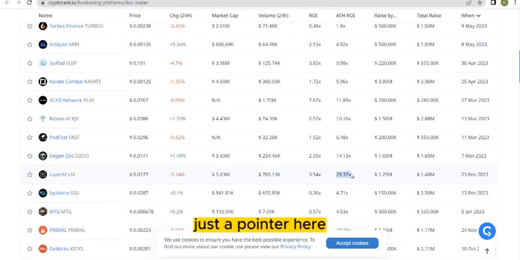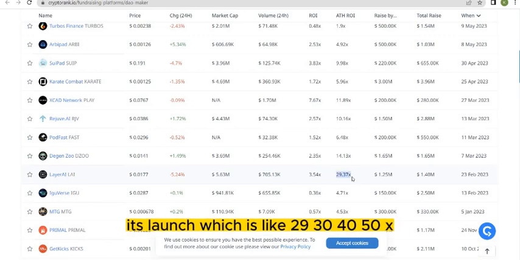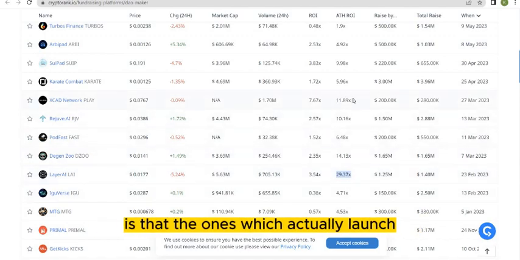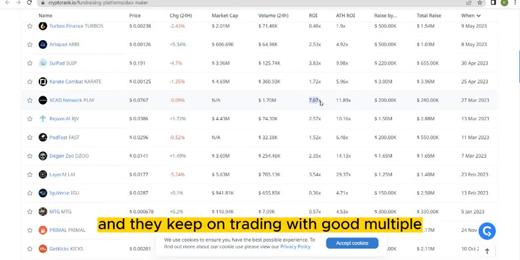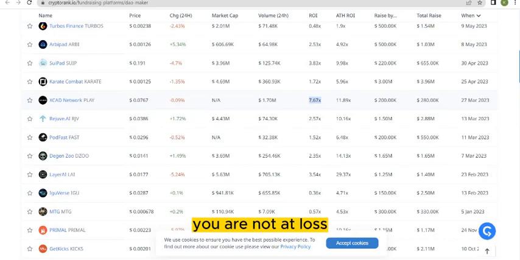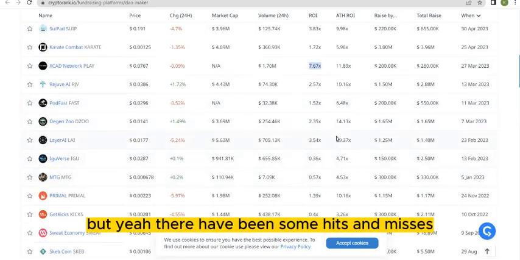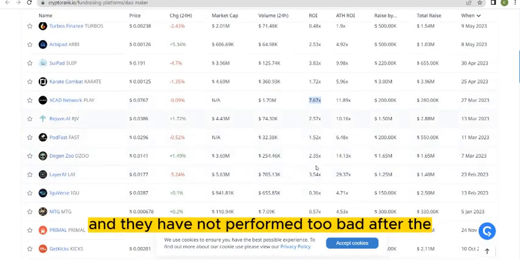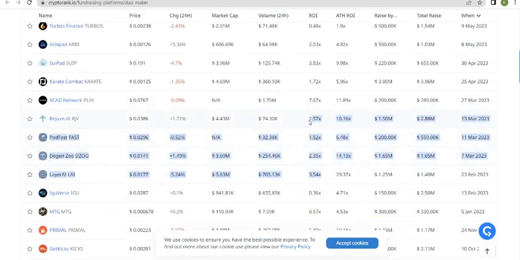So just a pointer here, the kind of launches which I like are the ones which either do a big multiple, a multi-bagger return on launch, like 29, 30, 40, 50x. And the second type of launches which I like are the ones which launch with a good multiple and keep on trading with a good multiple, so that when the rest of your vestings are unlocked, you are not at a loss. There have been some hits and misses, but majorly the tokens have done well on the launches and they have not performed too badly after the launch has happened.